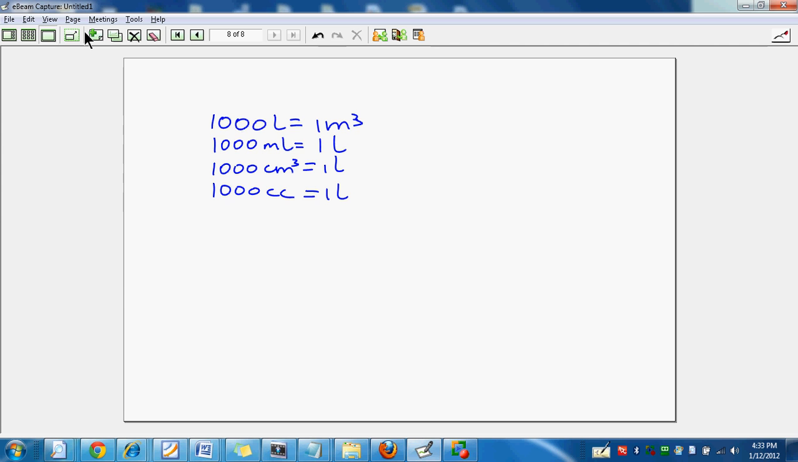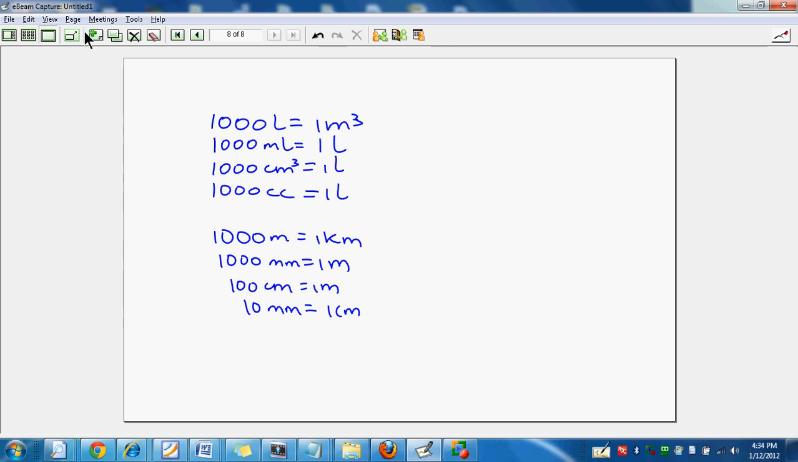And then some normal relationships for length. You're required to know that 1,000 meters is equal to 1 kilometer. In the same vein of conversion, 1,000 millimeters is equal to 1 meter. 100 centimeters is equal to 1 meter. 10 millimeters is equal to 1 centimeter. All these relationships you are required to know. You're supposed to know them offhand.